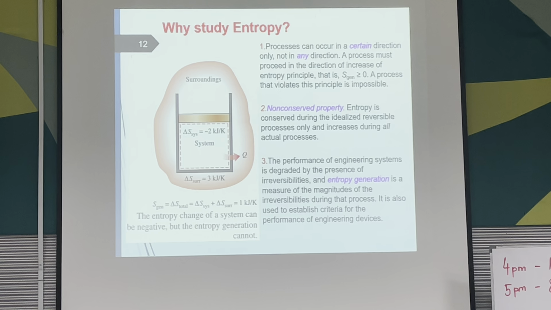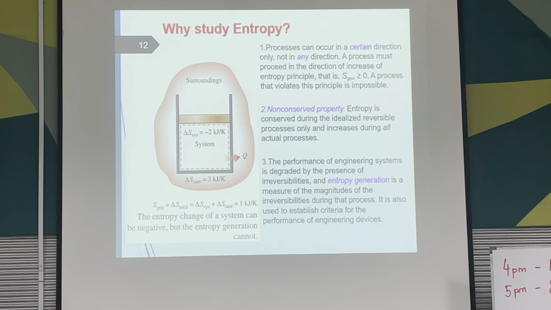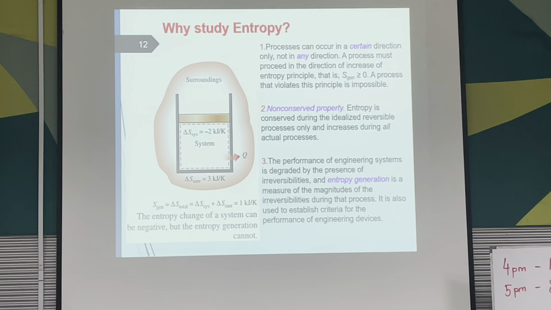Okay, so we talk about entropy a lot here. So why do we study entropy? Because processes can only occur in a certain direction and not in any direction. So the basic idea here is if the entropy that you calculated is less than 0, then it will tell you that this process cannot happen. It must be equal to or more than 0. So it is not a conserved property. It can only be conserved during a reversible process, which again we know doesn't happen. So performance of engineering systems is degraded by the presence of irreversibilities, and entropy generation measures those irreversibilities.